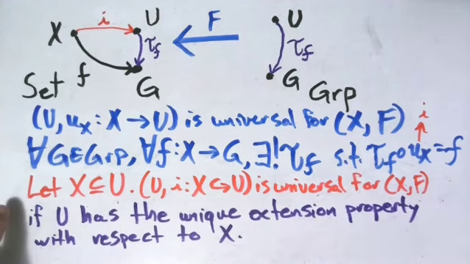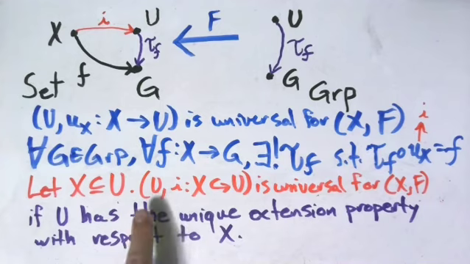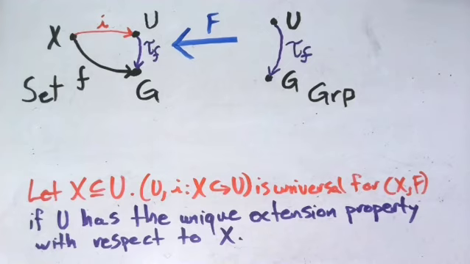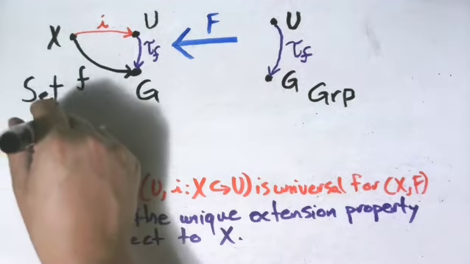So then we can replace the condition at the bottom, and we can say that if X is a subset of some group U, then the group U and the inclusion map from X into U is universal for X and the forgetful functor F if U has the unique extension property with respect to X. But from group theory, we actually know that there always is a group that has the unique extension property, and that group is the free group.